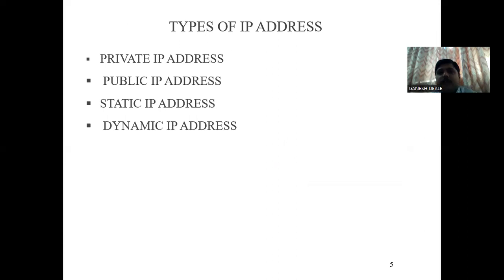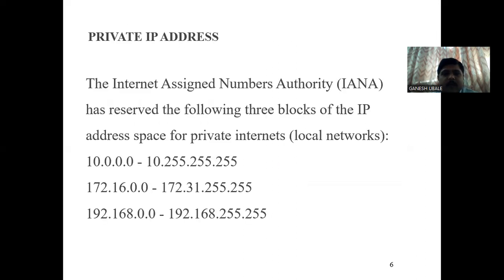Now, regarding IP addresses, there are types of IP and classes of IP. These are two different things. So the types of IP address are private IP address, public, static, and dynamic IP address. Now we see what is meant by private IP address and who will assign that private IP address.